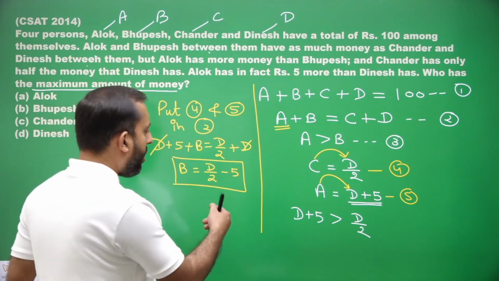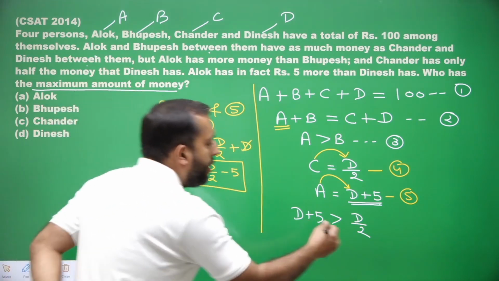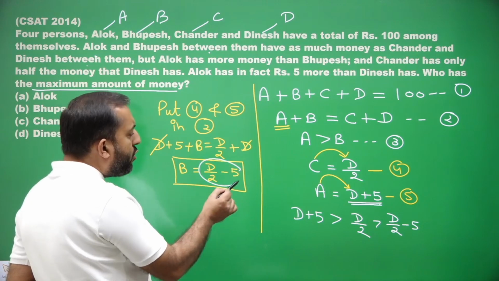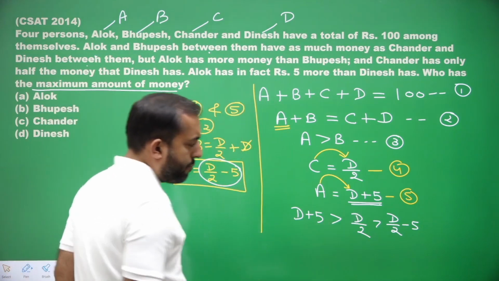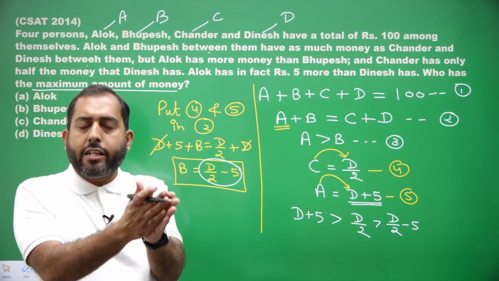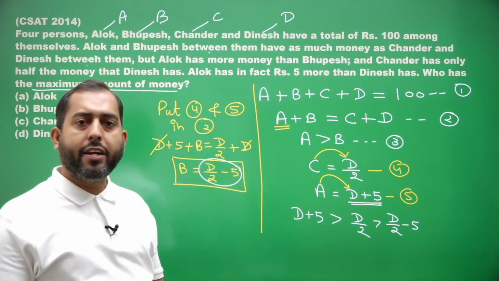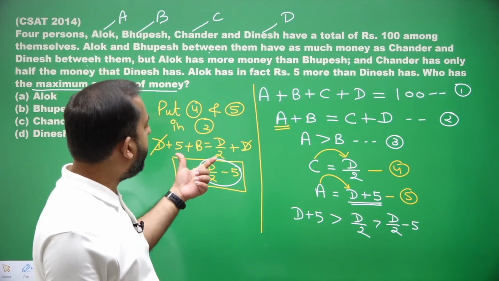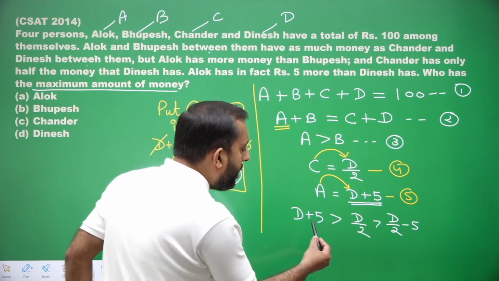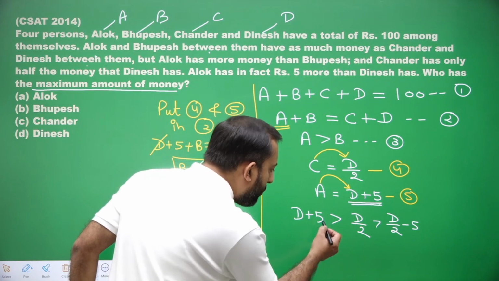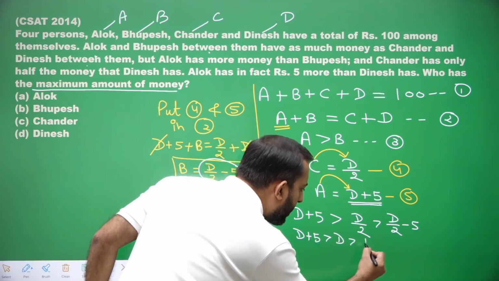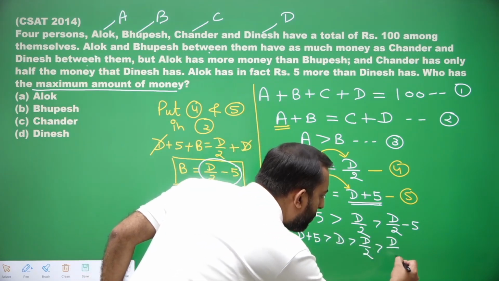Further, this D by 2 minus 5 should be less than D by 2, because this is half and this is half minus something. Half should be greater than half minus something. And finally, we are having D with us. And see, obviously, I can fit in D over here. So D plus 5 should be greater than D, should be greater than D by 2, should be greater than D by 2 minus 5.